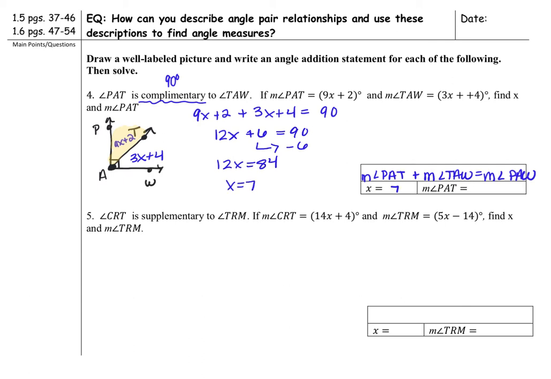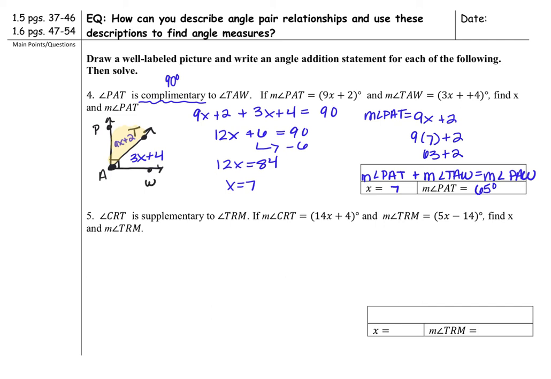So I wanted to find PAT, so we're going to plug 7 in. So that would be 9x plus 2. And instead of having an x, we're going to replace that with a 7. So 9 times 7 is 63, making the measurement of angle PAT 65. Forgot to write this. And there you have it.